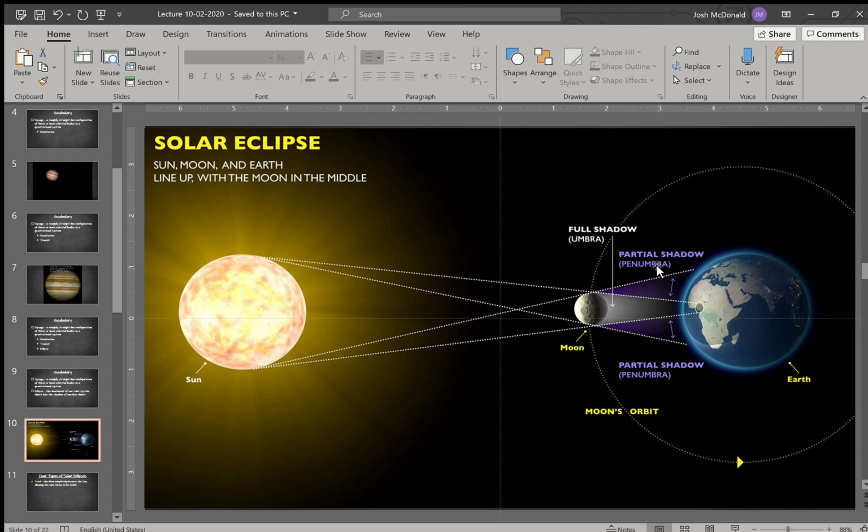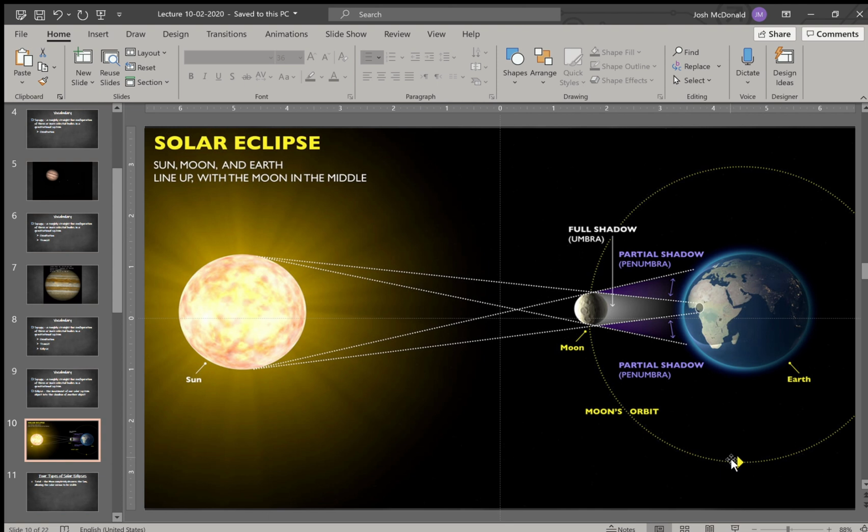We have different types of shadow here. You have what's called the partial shadow, and this is the penumbra. Right here, this is the partial shadow that comes onto Earth's surface. And then you have the umbra, which is the full shadow. In order for you to get a view of a full eclipse, which we'll talk about the different types of in a second, you would have to be in the full shadow, in the umbra here.